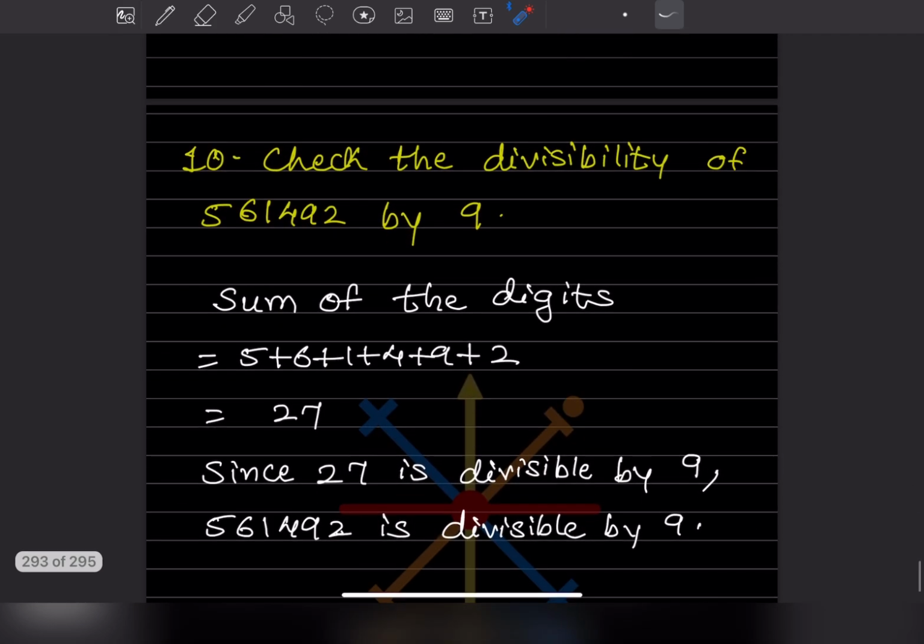Now here we have to check the divisibility of 561492 by 9. So the sum of the digits, what will be the sum when you add all these? This is going to be 27. Now since 27 is divisible by 9, this number also should be divisible by 9.